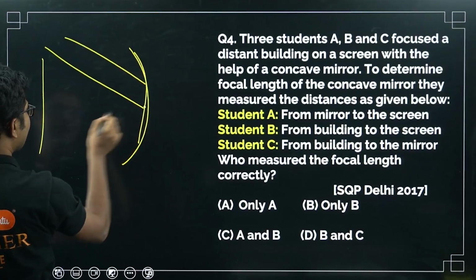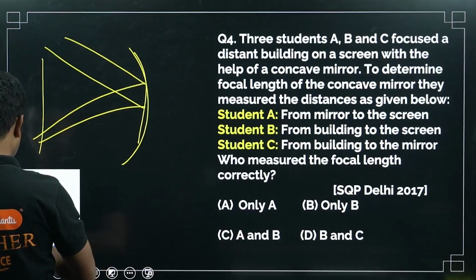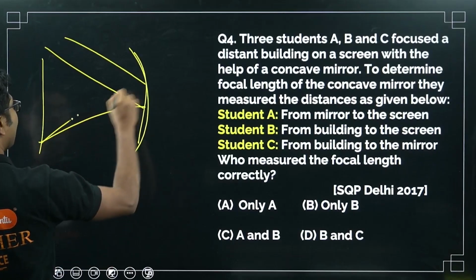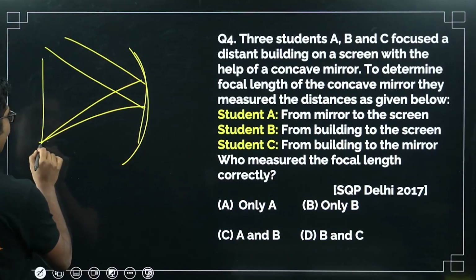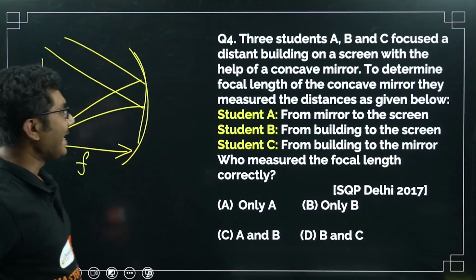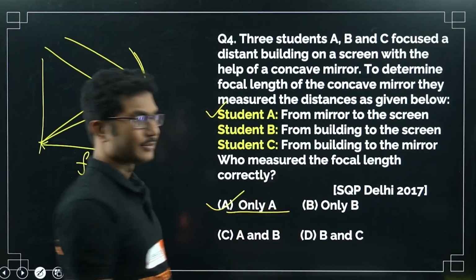After reflection they converge at a distance, but it is not 100% accurate because there is some angle involved, so they are not exactly the focal length, but you can consider this distance to be almost equal to the focal length, right? So student A actually measured it correctly, only A measured it correctly.